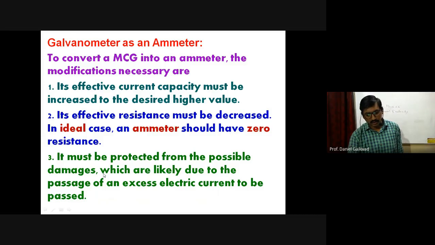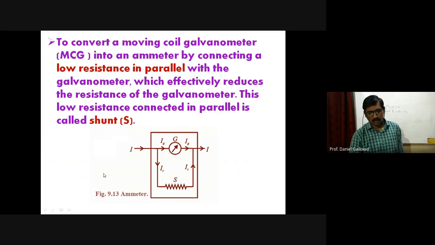So these are the three conditions. Now we have the actual construction, or actual conversion, of a galvanometer into an ammeter. The simple circuit is shown here. What we have done in this circuit is to convert a moving coil galvanometer, MCG for short, into an ammeter by connecting a low resistance in parallel with the galvanometer, which effectively reduces the resistance of the galvanometer. This low resistance connected in parallel is called shunt resistance, or S.